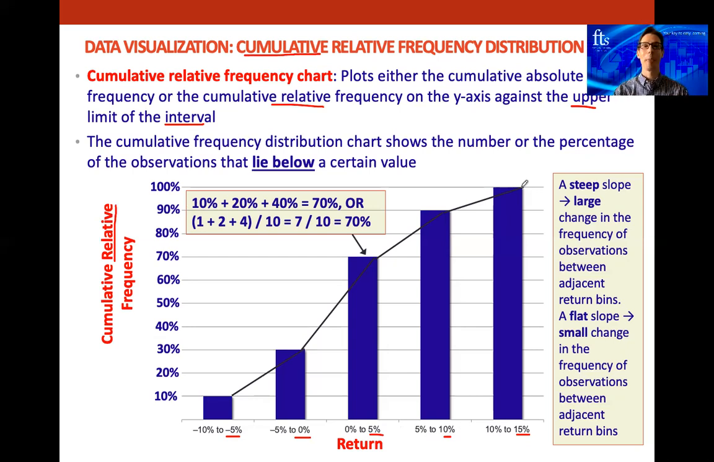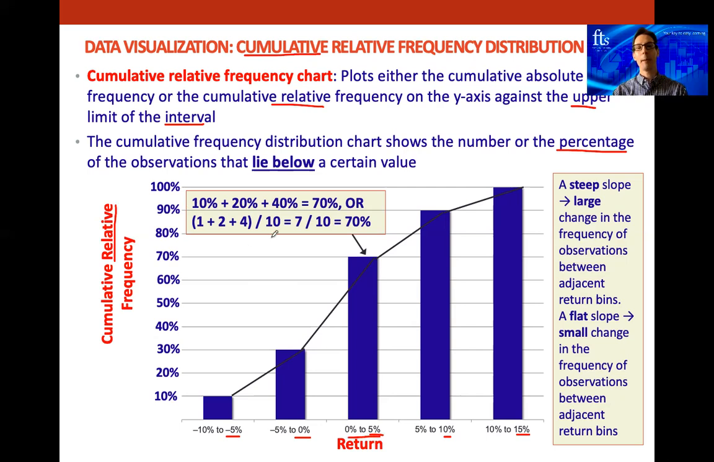It's quite a mouthful. So what does this show us? Remember from before, it shows us the number. And in our case, we're doing the percentage because we're doing relative frequency. So it's going to show us, in our case, the percentage of the observations that lie below a certain value. So let's do it for this interval over here.